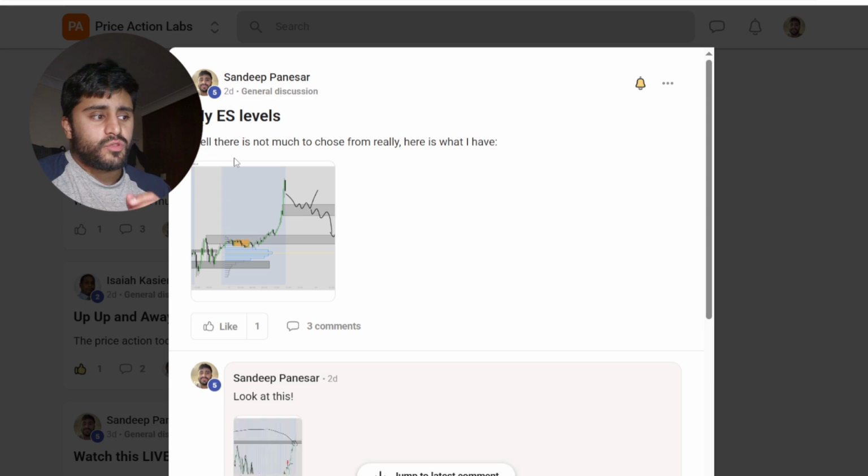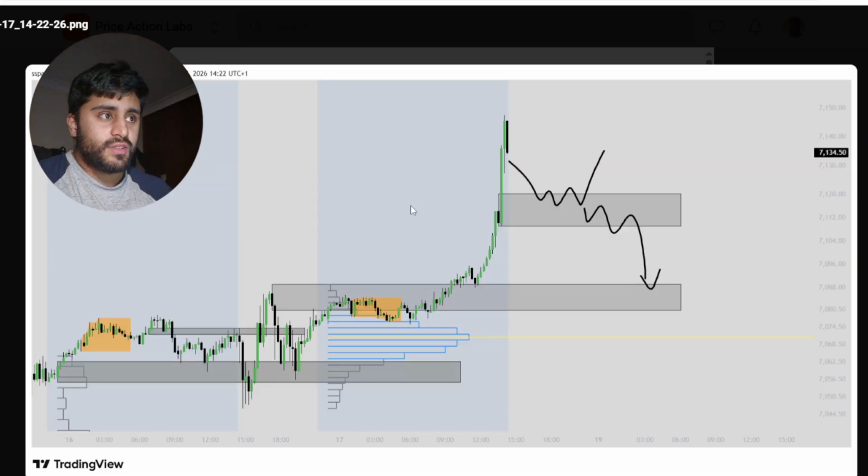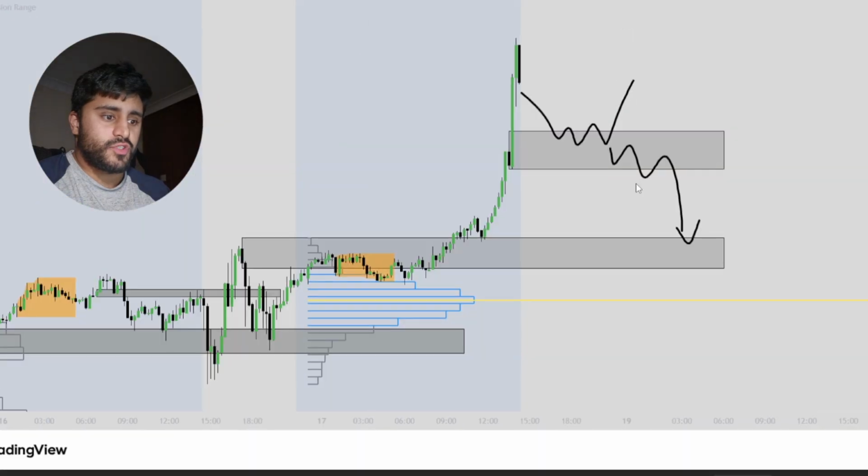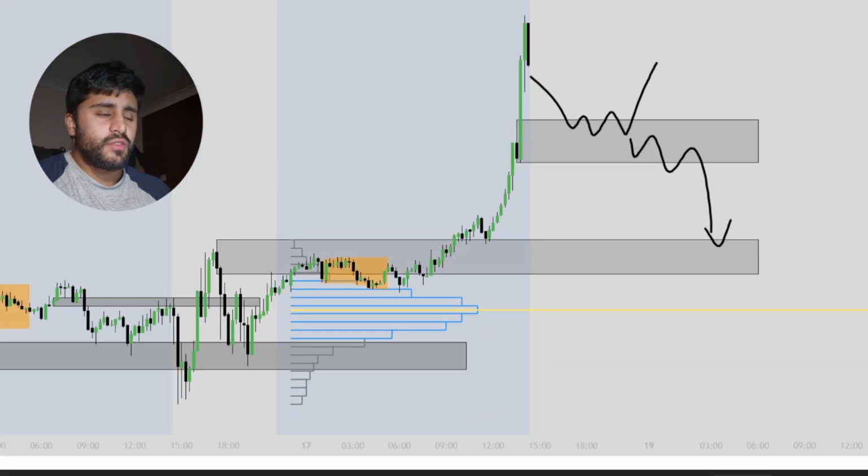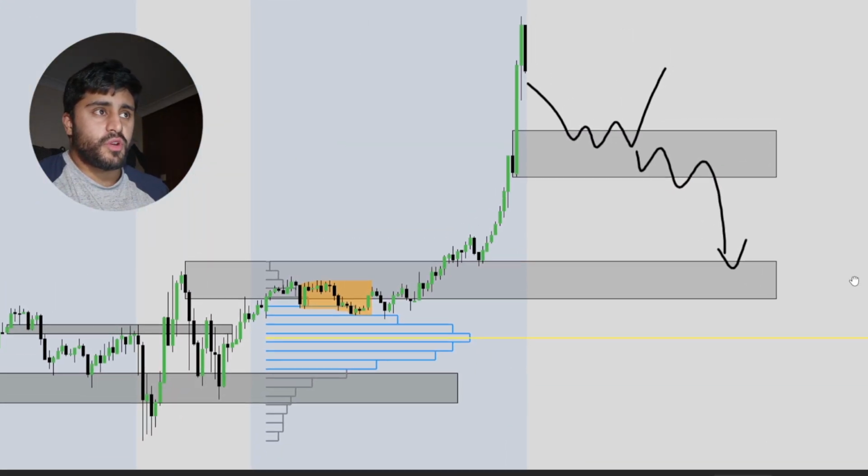So my ES levels, well, there wasn't really much to choose from because we had rallied so much higher. But the main thing to understand, let's take a look at this from a 15-minute chart perspective. This is what my chart looked like pre-market. And yes, we had rallied significantly above all-time highs. We had this price imbalance here.